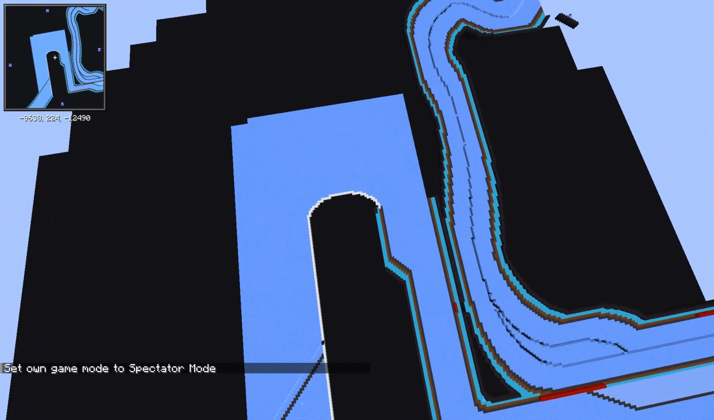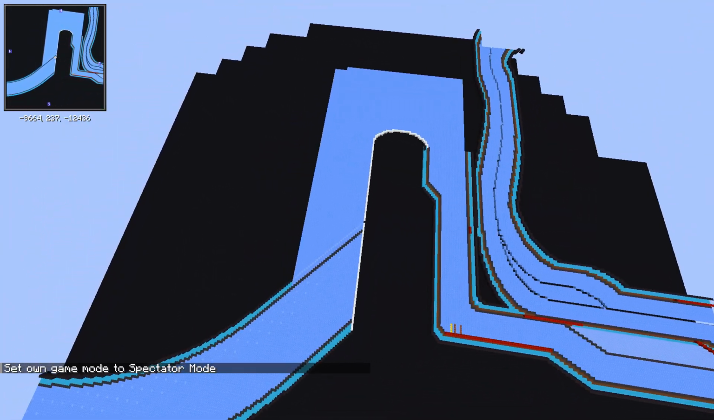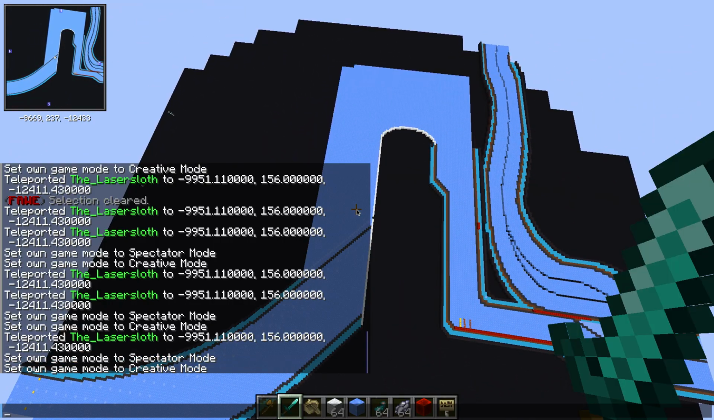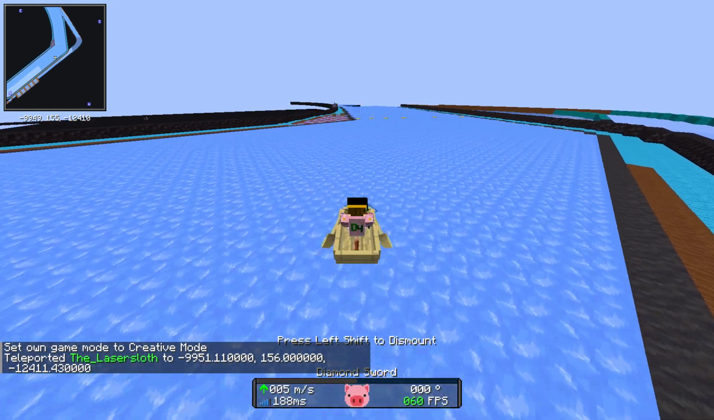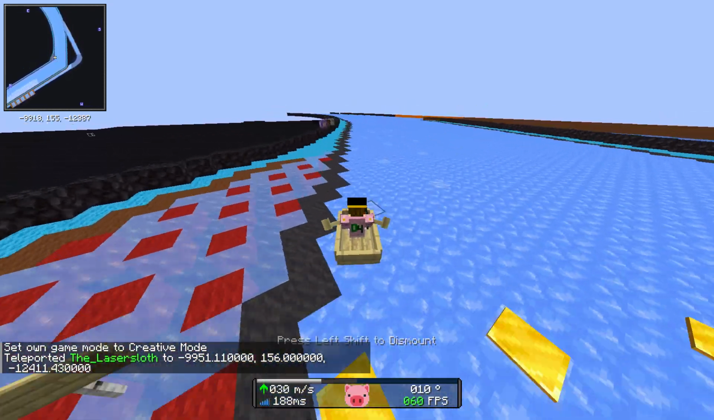Huh. I think it'll probably work, right? It's not gonna be an overtaking corner, for sure. But oh well.